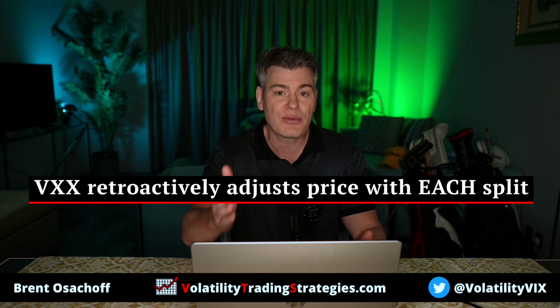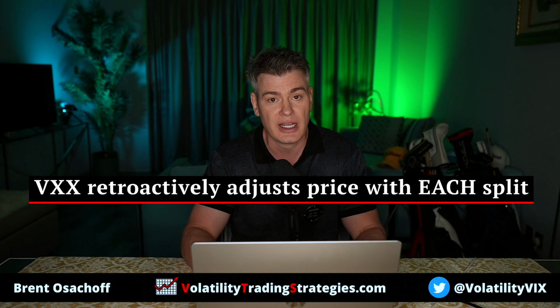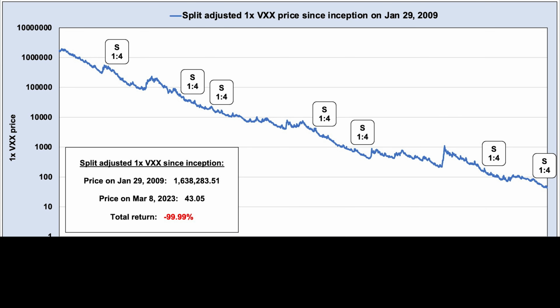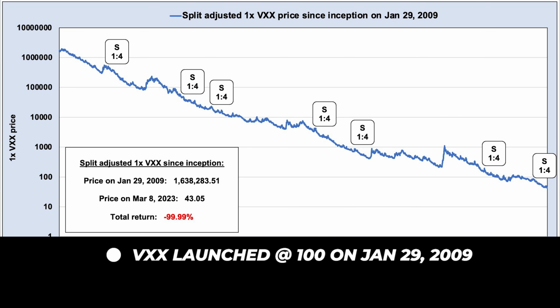But the reason it shows such high numbers in the past is every time there's one of those reverse splits, it's retroactively adjusted going backwards. So I can show this really quickly how it works. The VXX officially launched at about $100 on January 29th, 2009. And as I showed, there's been 7 1-to-4 reverse splits since then.